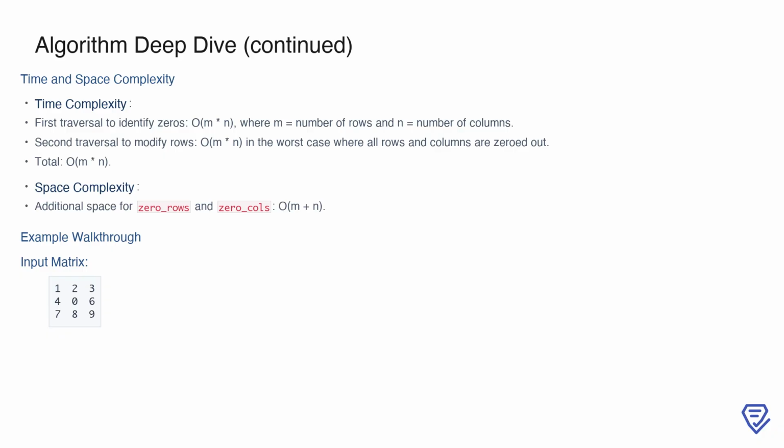In terms of complexity, the algorithm is efficient. The time complexity is O(m*n), which comes from the two traversals of the matrix, one to identify the zeros and another to modify the rows and columns.